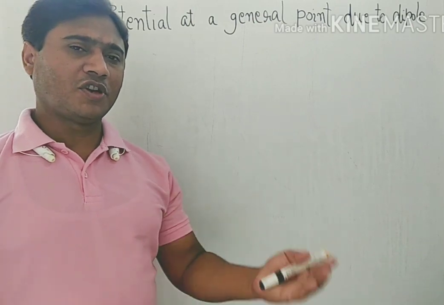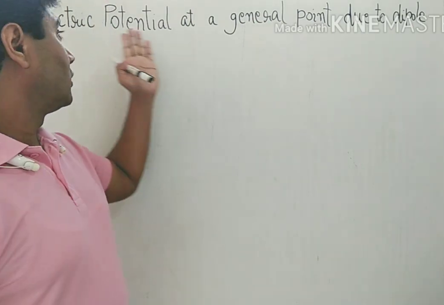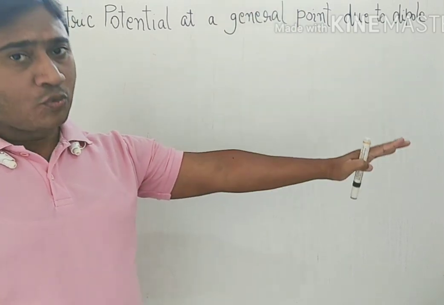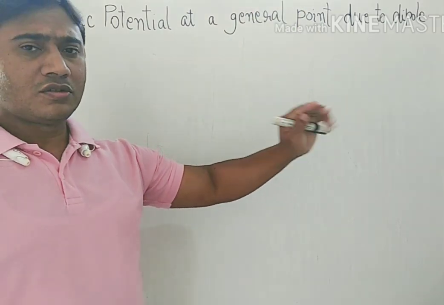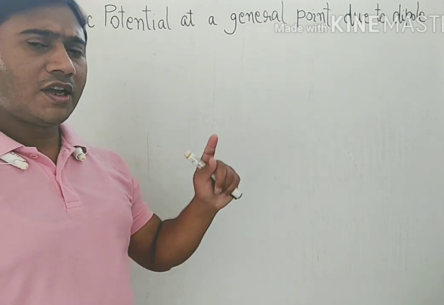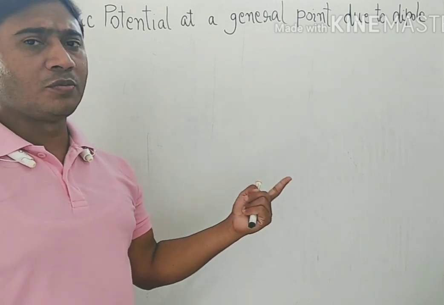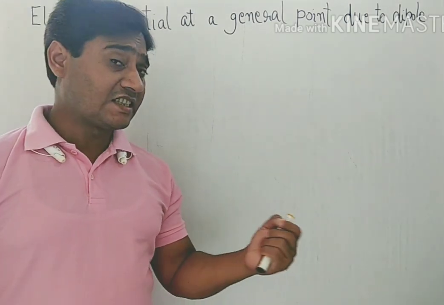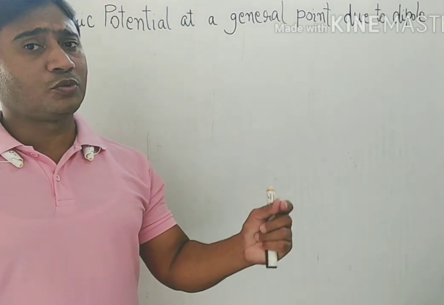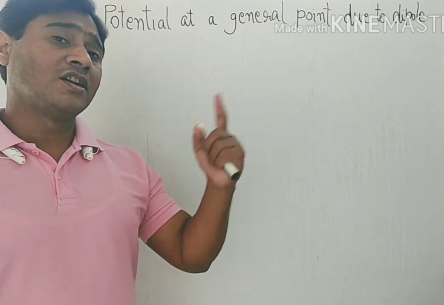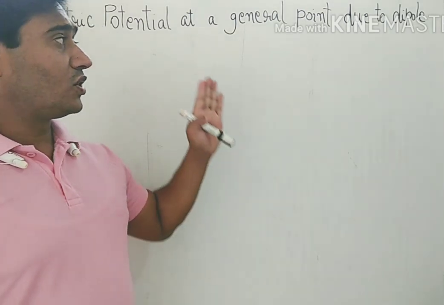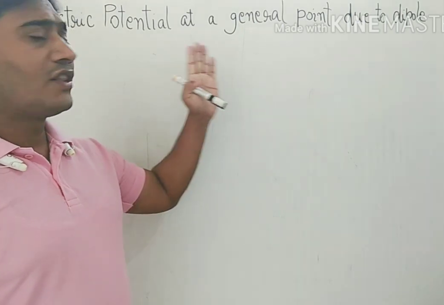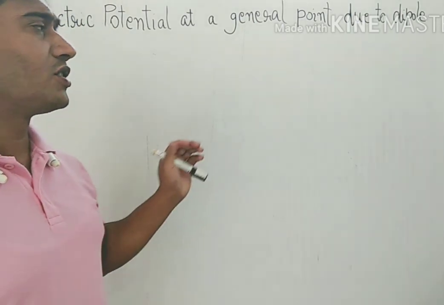As we saw in the previous lecture, the electric potential at a point on the axial position of the dipole, and later on in the equatorial position. What if the test point is neither at the axial position nor at the equatorial position? Under that condition, how do we calculate electric potential? That we will be learning under this topic.